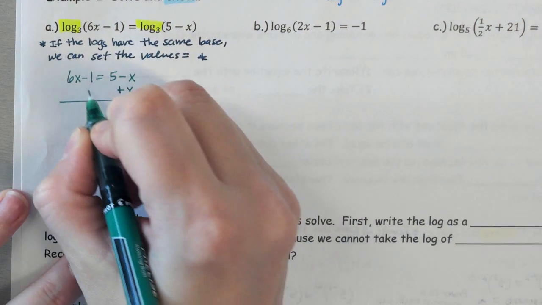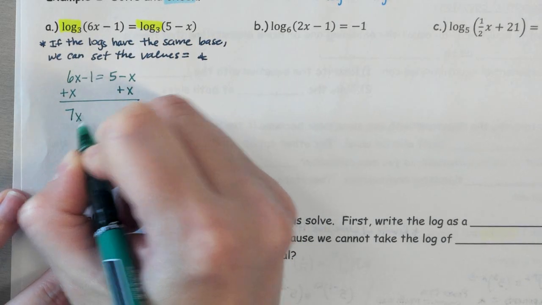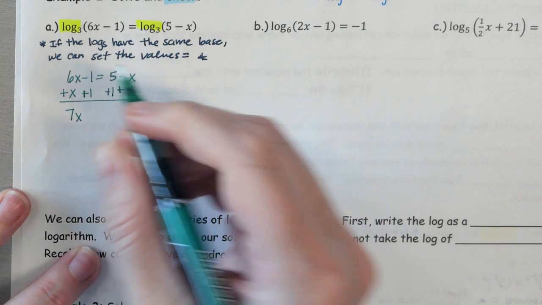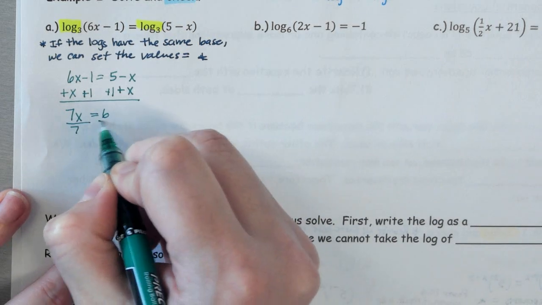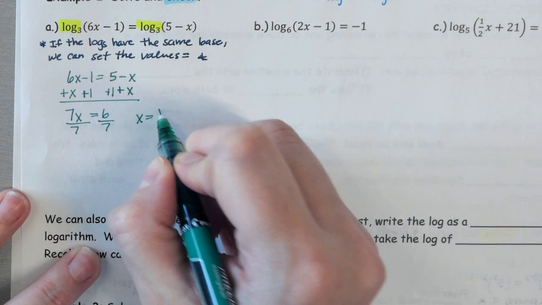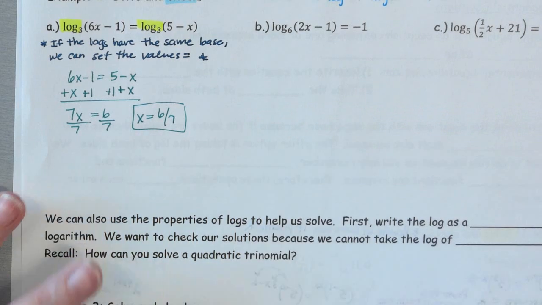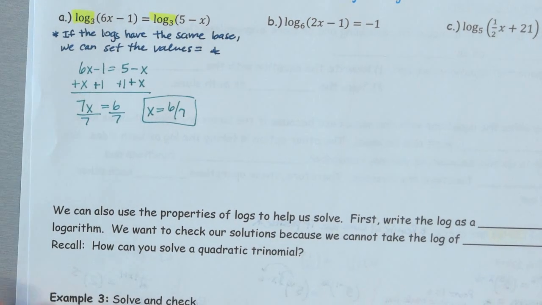Okay, so I would add x to both sides to keep this positive. Plus 1, divide by 7. Alright, how'd we do there? We get 6/7.